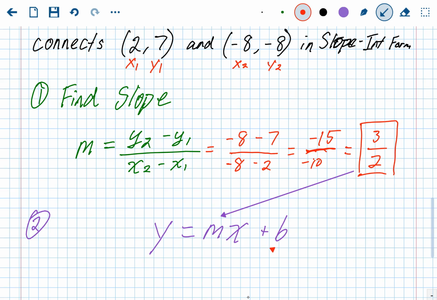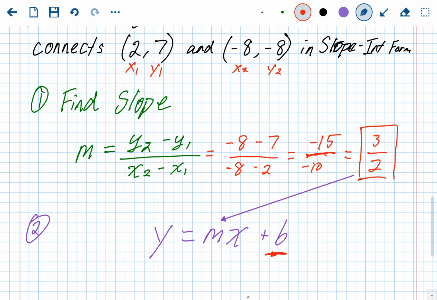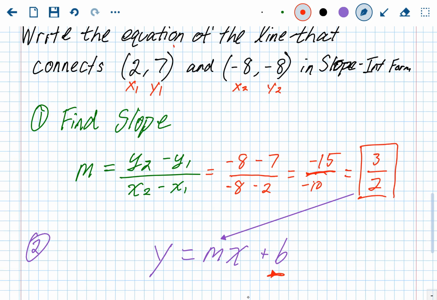Now if you have an equation with 4 variables, you need to know 3 of them in order to solve for the 4th one. So we have to think, is there a y and an x value that we know? Because we're looking for b. We don't know b. We know m. So we need to know an x and a y. And those x's and y's are going to come from the point in the original problem. We're going to use the point (2, 7) or (-8, -8). Again, I always pick whichever one's positive. So I'm going to use the point (2, 7).